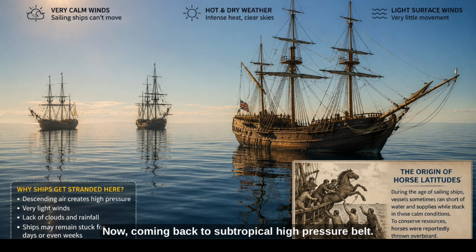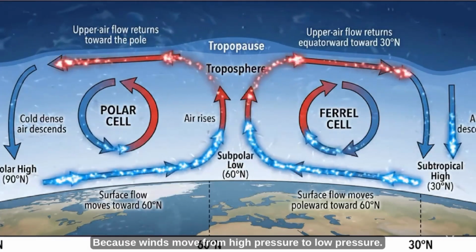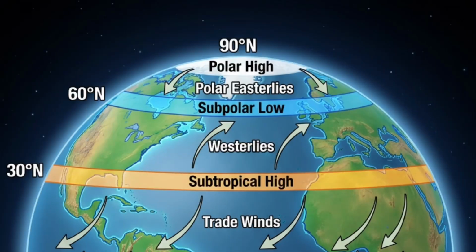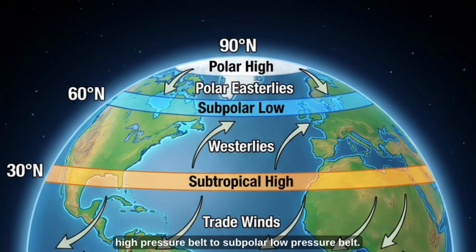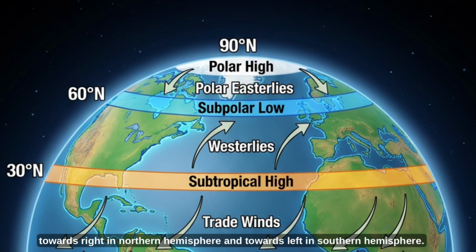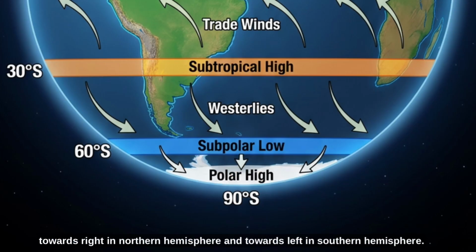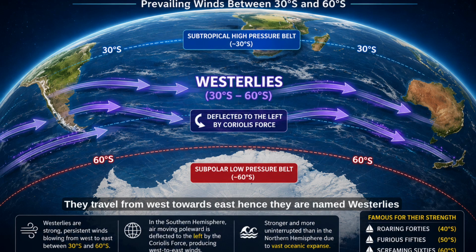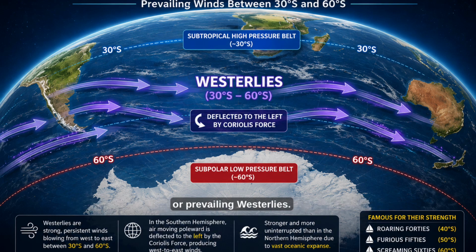Now, coming back to the subtropical high-pressure belt. Because winds move from high pressure to low pressure, the winds on the surface move from the subtropical high-pressure belt to the subpolar low-pressure belt. Due to Coriolis force, those winds are deflected towards the right in the northern hemisphere and towards the left in the southern hemisphere. They travel from west towards east, hence they are named westerlies or prevailing westerlies.